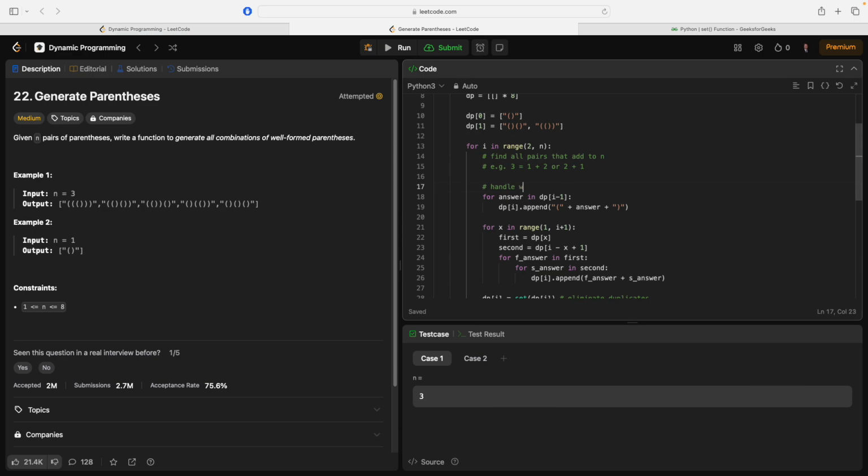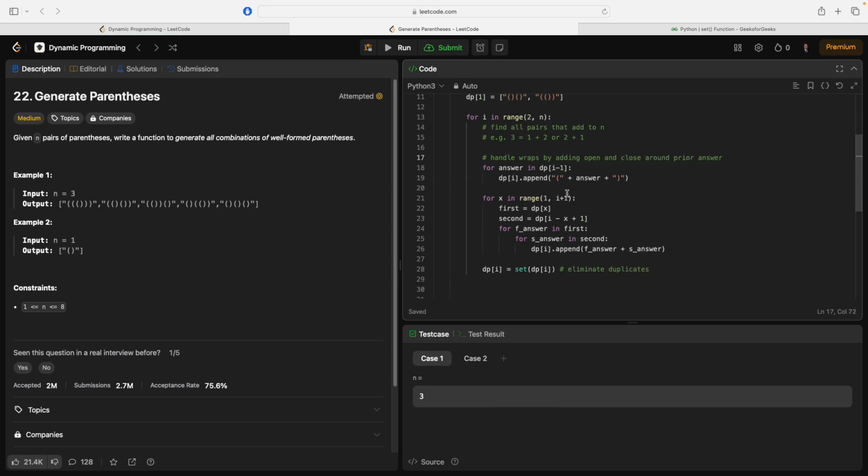Handle wraps by adding open and close around prior answer. Go through, increase first and decrease second to get all combos.